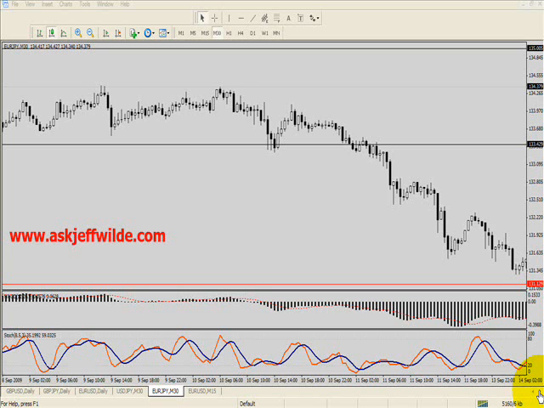So in this particular case, I'm going to go over an example on the Euro Japanese yen on a 30-minute chart. And this is a trade that you could have taken back on the 14th. And I'll also go over a few other setups as well.